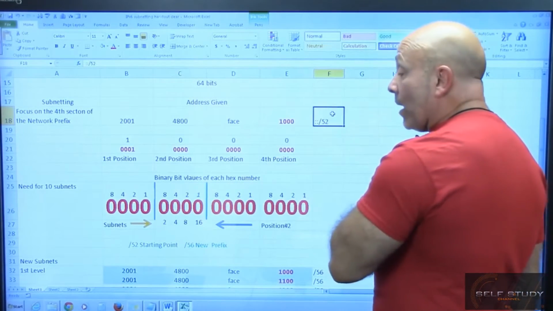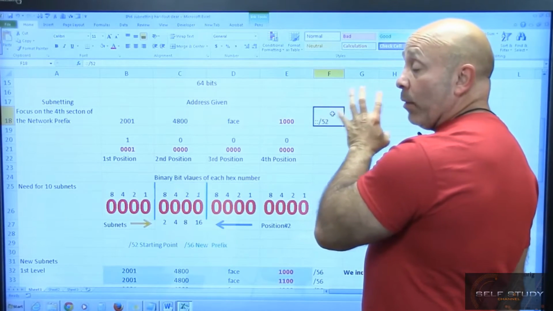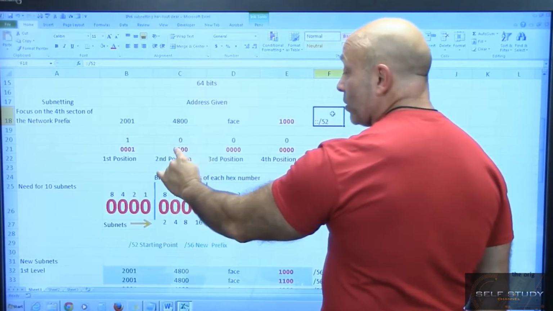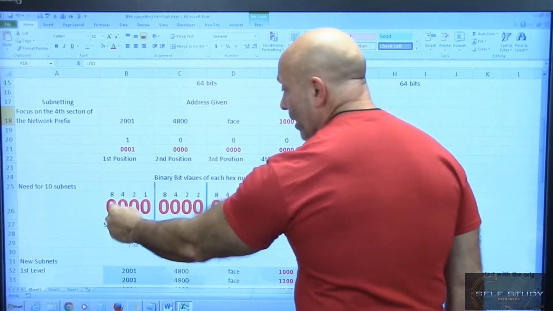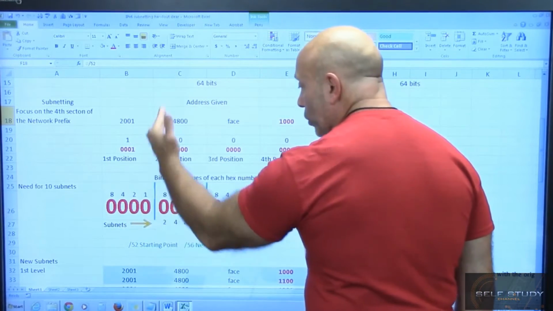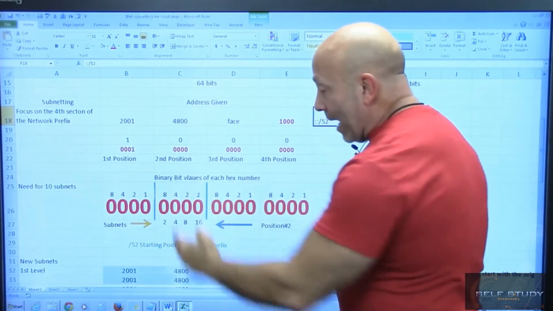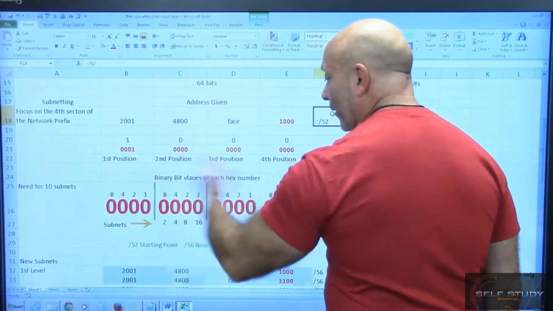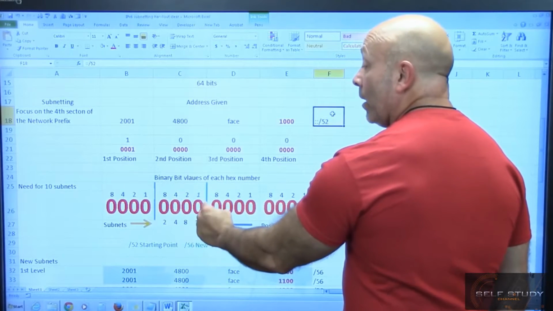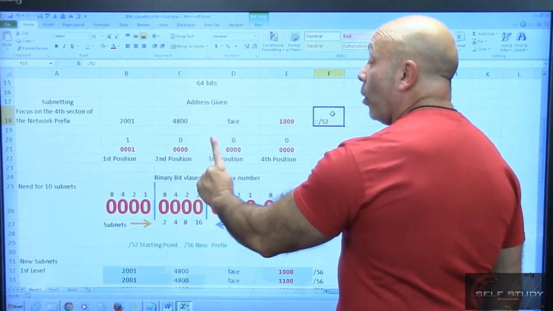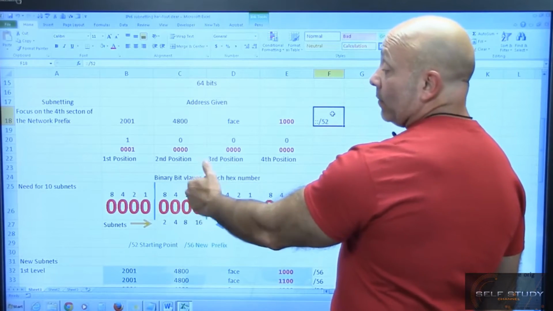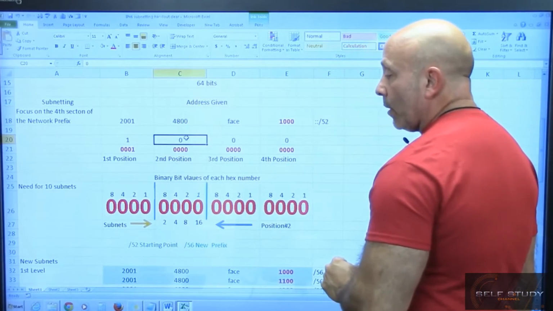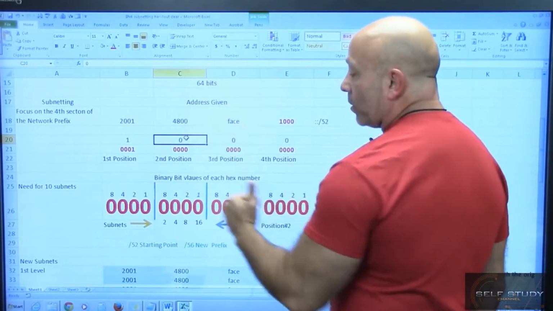You first put the line where the network prefix that was given ends. Remember how we got that? 16, and 16 is 32, and 16 is 48, 49, 50, 51, 52, line. That line is our starting point. Now we need 10 subnets, so we count like we normally do for IPv4 from left to right: 2, 4, 8, 16. Therefore, our increment is 1, because that bit value right there is 1. What position? Position 2. And then we can start incrementing by 1.